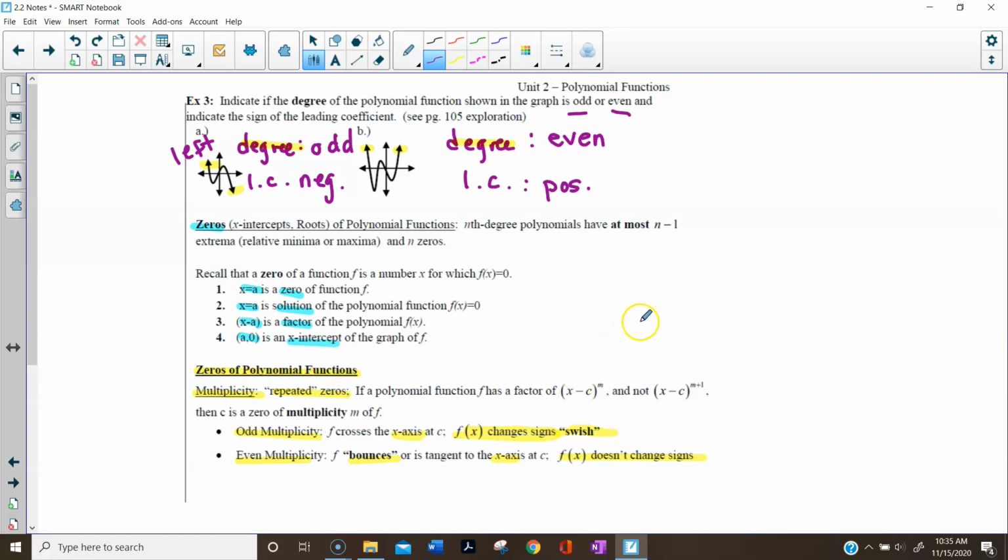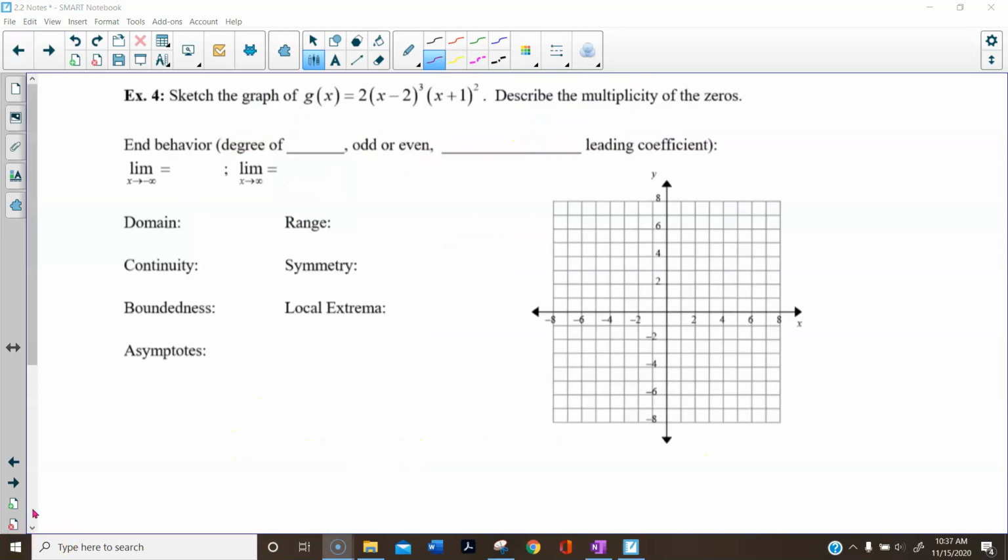So looking at zeros, we have two types of multiplicity. Multiplicity is repeated zeros. So that's when you get the same solution more than once. If it's an odd multiplicity, we're going to get a swish. It's going to go through the 0. If it's an even multiplicity, we're going to get a bounce at the 0. And now that we've gone over all of the definitions, let's go over an actual example.